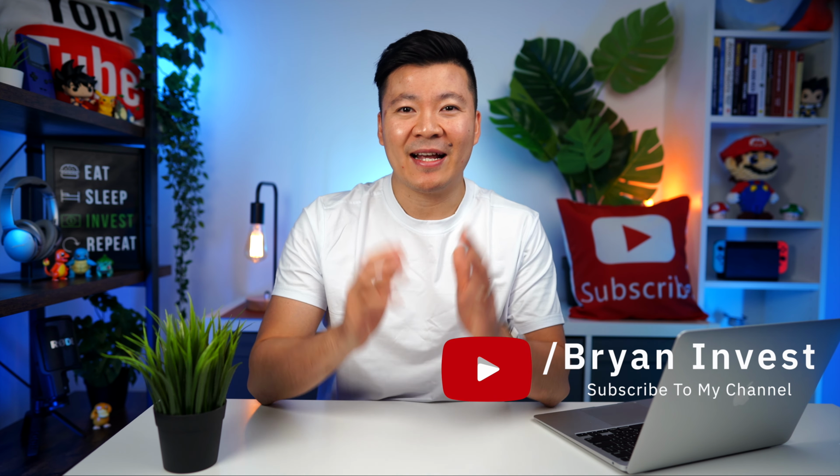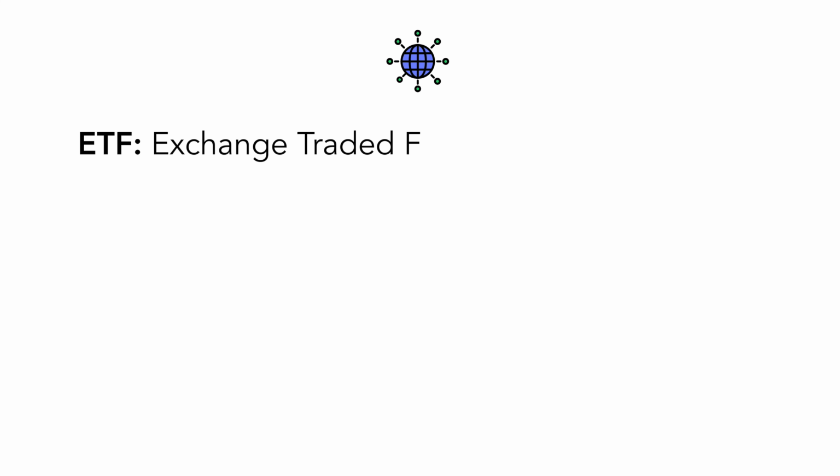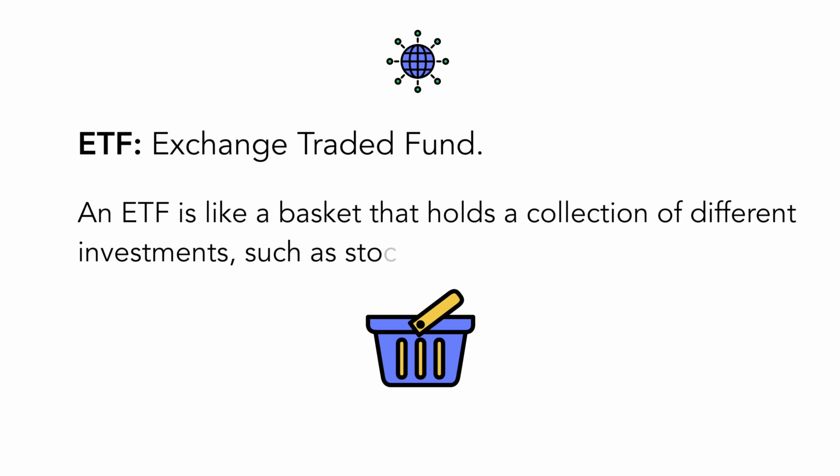So firstly, what exactly is an ETF? Well, ETF stands for Exchange Traded Funds. Simply put, an ETF is like a basket that holds a collection of different investments such as stocks, bonds, and other assets. And in this particular video, we are mainly talking about ETFs that contain stocks. So it allows you to own a small piece of that basket by buying shares of the ETF.